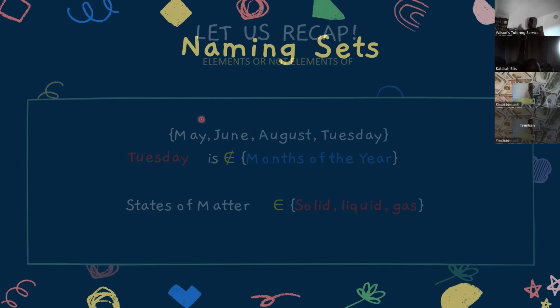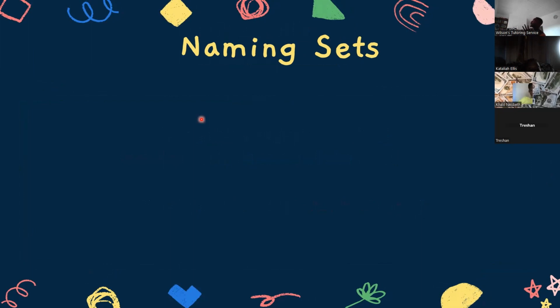Let's proceed. So we'll cover the curly braces, cover elements of and not elements of. Now we are moving on to naming sets. For the whole of the first section I talked, now I'm going to need some assistance. So I need some help.